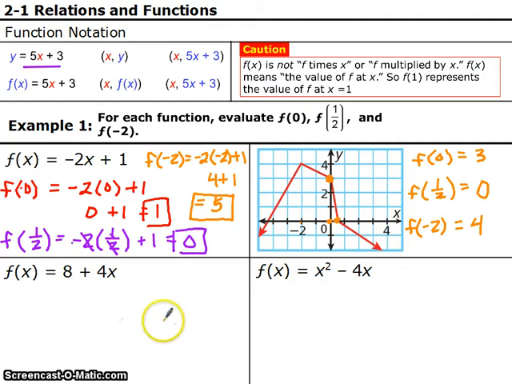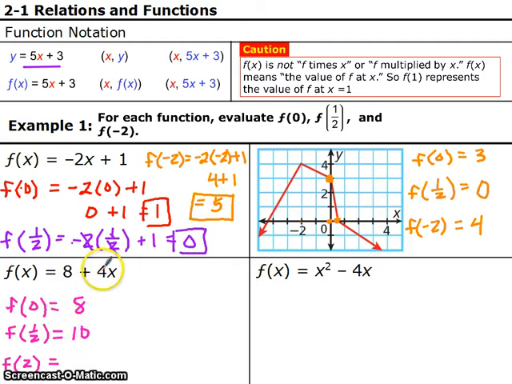All right, try these last two, pause the video, and then come back and see if you got them right. All right, so I'm just going to run through these real quick because I'm running out of time here. So first one is going to be 8 because 0 zeroes that out. Half of 4 is 2, so 8 plus 2 is 10. And 4 times 2 is 8, plus 8 is 16.